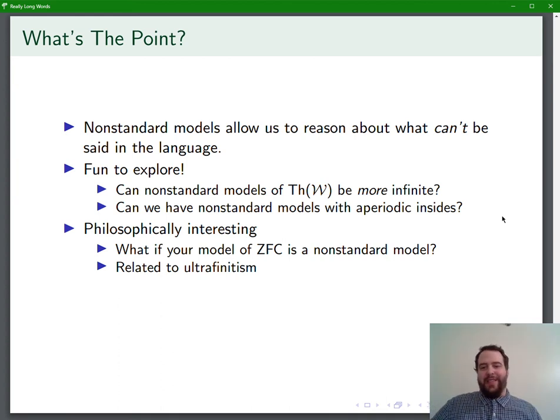So the fact that this language is kind of expressively equivalent to finite state automata means that we actually have a lot of really good ways of thinking about what can and cannot be said in this particular language. It's also very fun to explore these non-standard models.